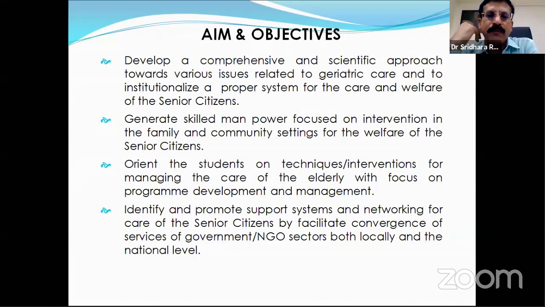And we are giving some orientations to the students. Many university students, especially MSW students, come and visit our NISD, and we give a brief introduction to what we are doing. We explain all our programs, each and everything. That means we are giving orientations.